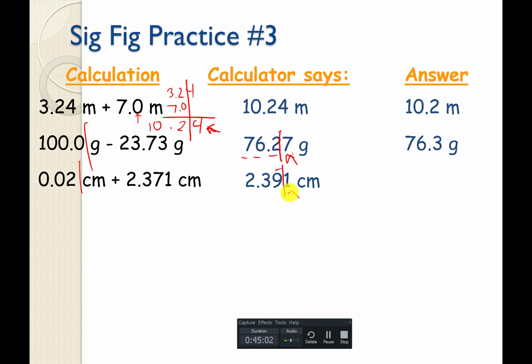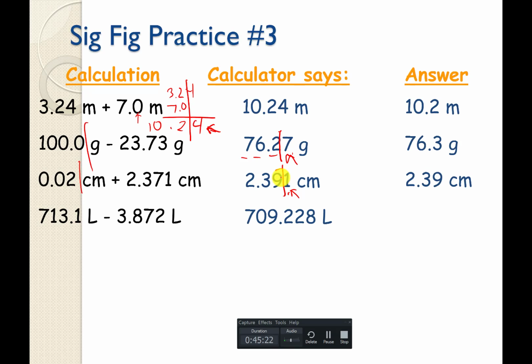And this is our first non-significant figure. It happens to be less than 5. So therefore we're not going to round up. We're going to leave those numbers as they are, and we will get an answer of 2.39 centimeters. Okay, I'm going to leave this one to you as well. Go ahead and work this problem out on the sidebar and let me know what you get.